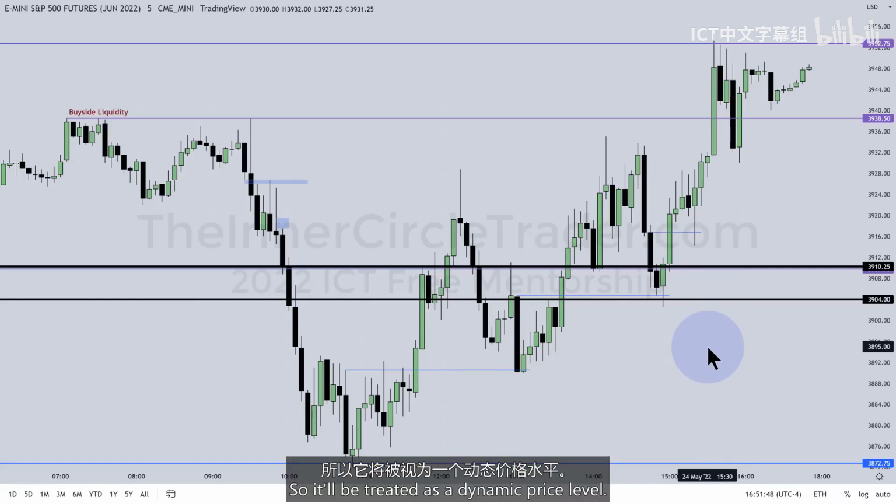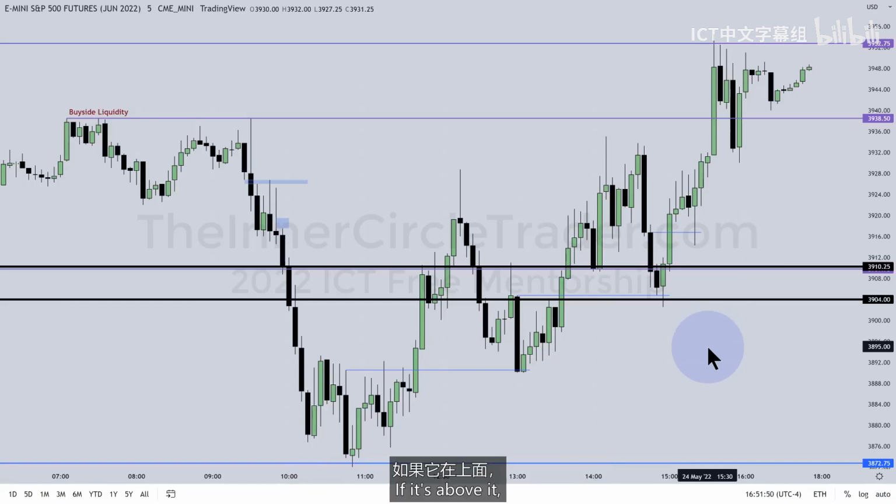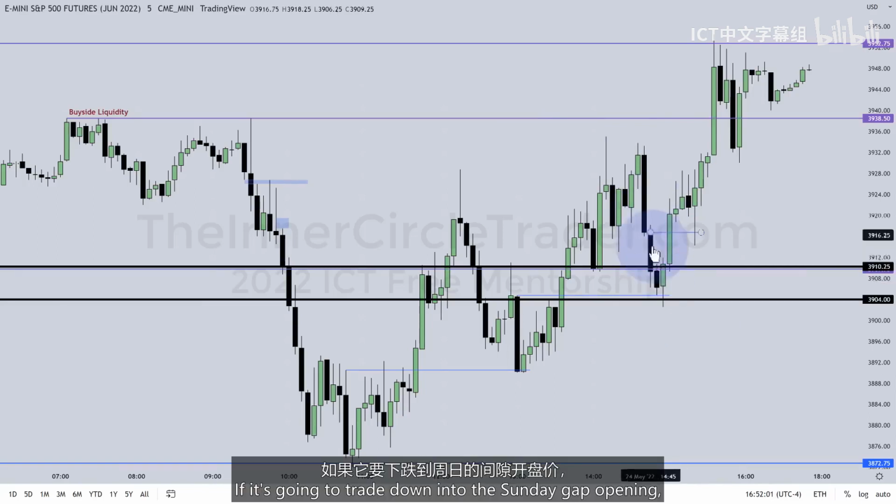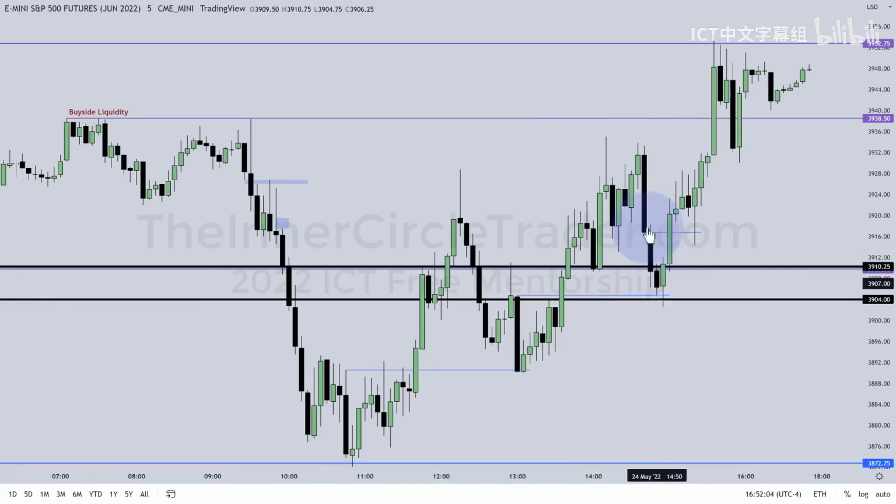So it'll be treated as a dynamic price level. If it's above it, look for it to act as support. If it's below it, look for it to act as resistance. And if you can find a swing high, for instance, we have these here. We traded down. Okay. If it's going to trade down into the Sunday gap opening, look for it to run above here. There you go.